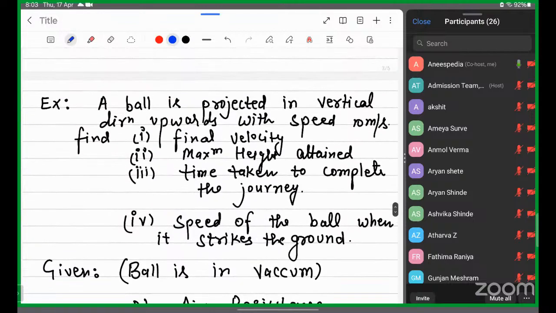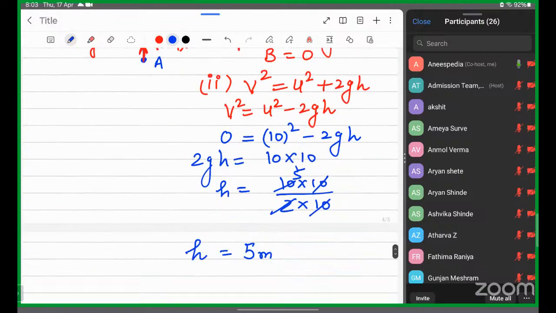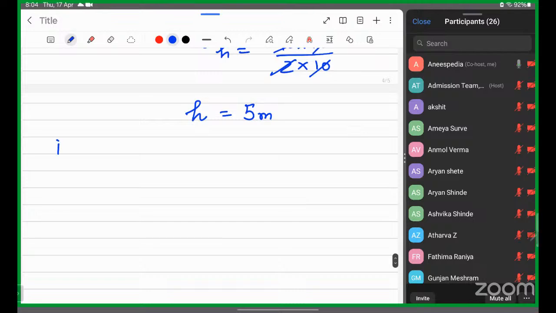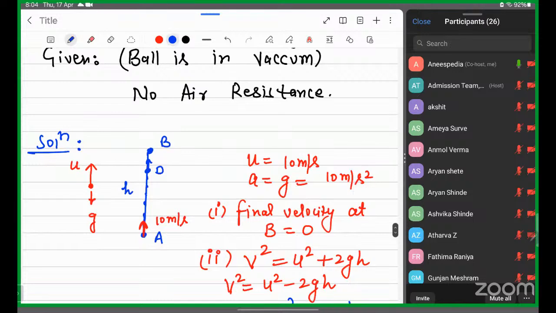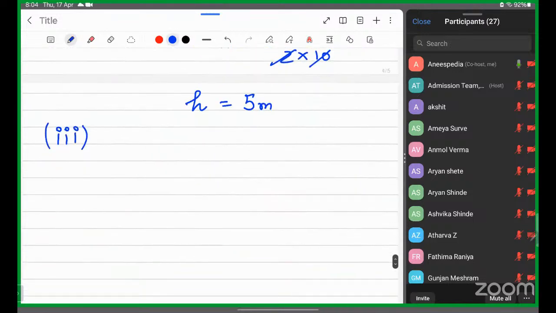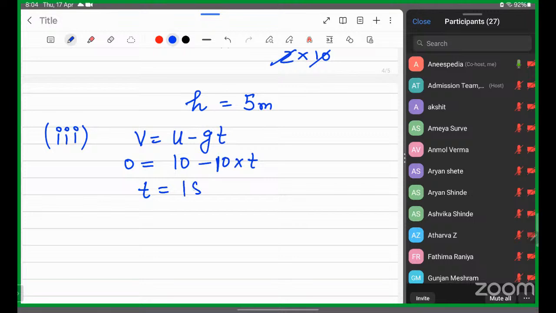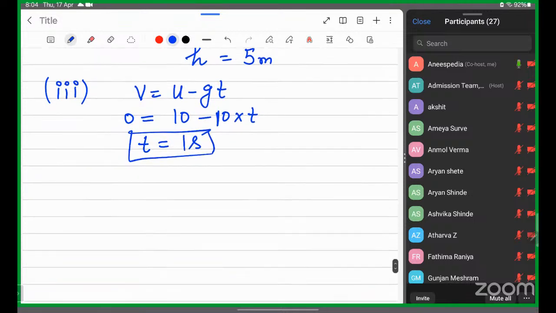Now we want to find out the time taken to complete the journey. Third part. So let's find out the time taken by the ball to reach from point A to point B. So we can use v equals u minus gt. v is 0, u is 10, minus g is 10, and I have to find out t. So in that case, t will be 1 second.